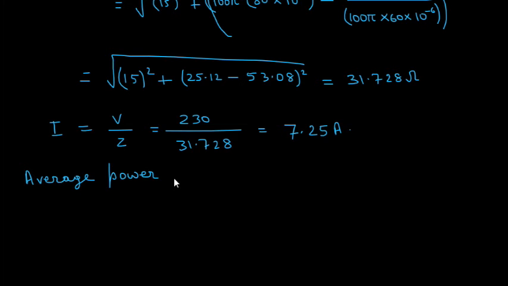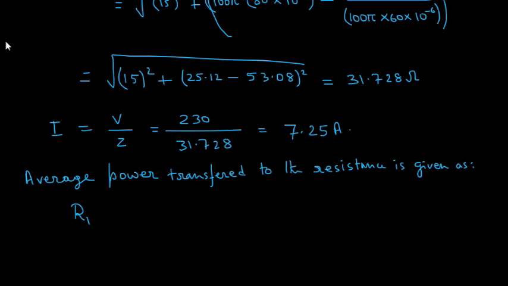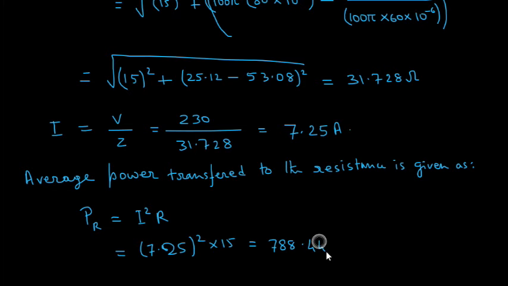Now average power transferred to the resistance is given as PR is equal to I square R, which is equal to 7.25 whole square times 15. Upon solving, we got 788.44 watt.